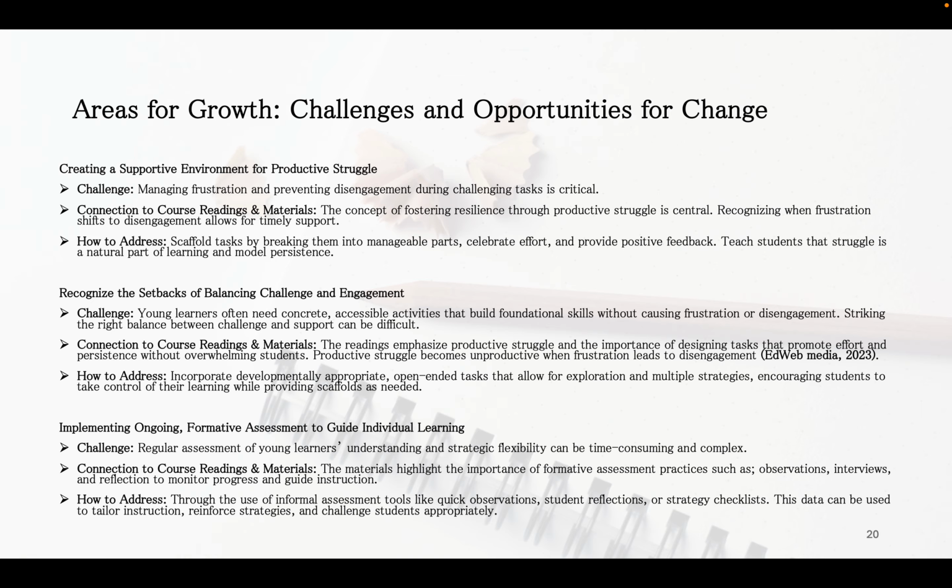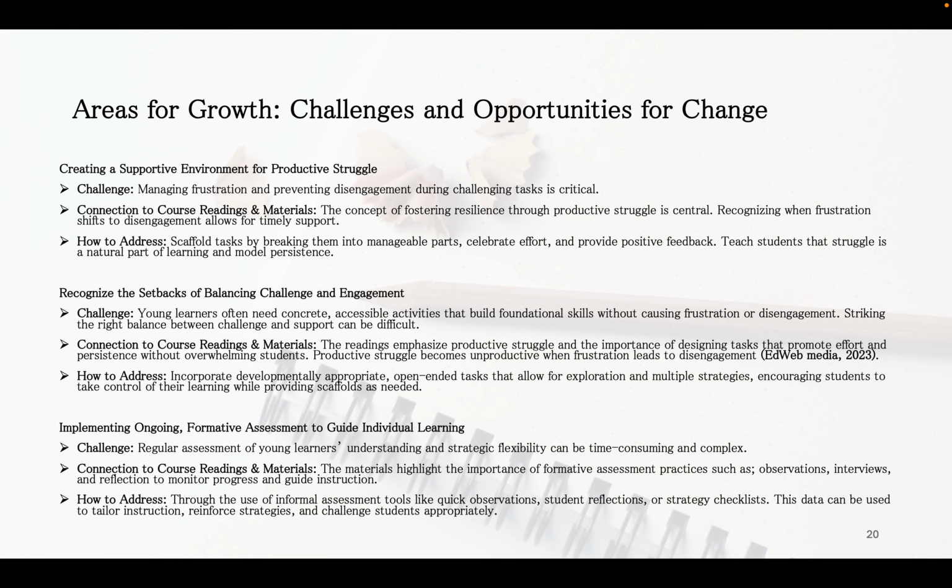I think that one of these is one area that I want to grow in, and I find it challenging because managing frustration and preventing disengagement during challenging tasks is really critical. In connection to the course readings and materials, the concept of fostering resilience through productive struggle is central, and so recognizing when frustration shifts to disengagement really allows for timely support and knowing when to intervene and how to address it. I think that scaffolding tasks by breaking them into manageable parts, celebrating effort, and providing positive feedback teach my students that struggle is a natural part of learning and model persistence.